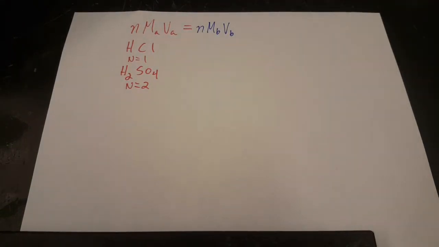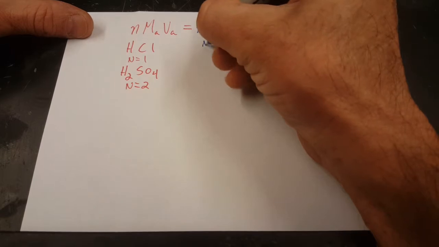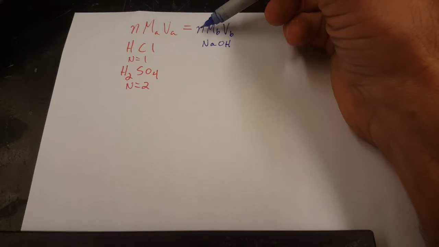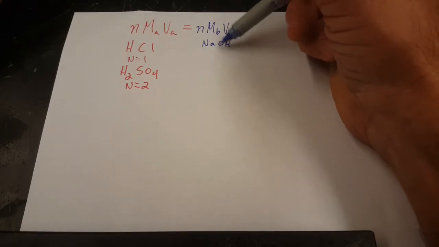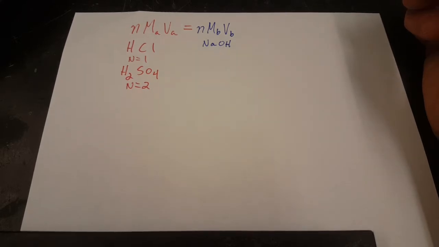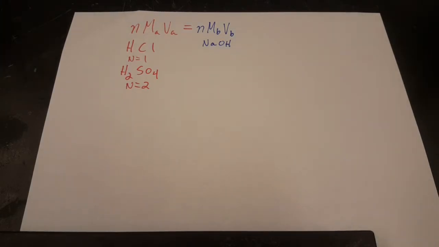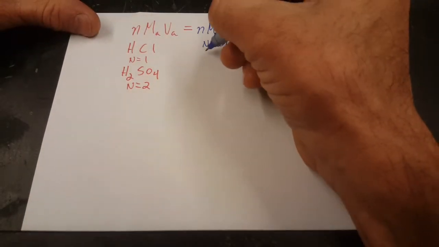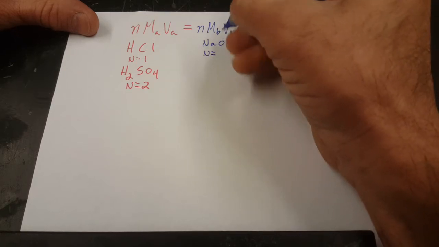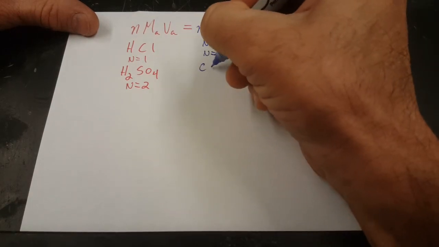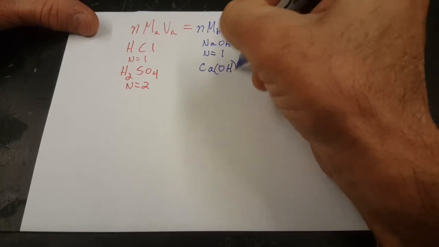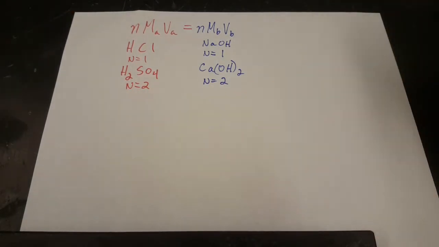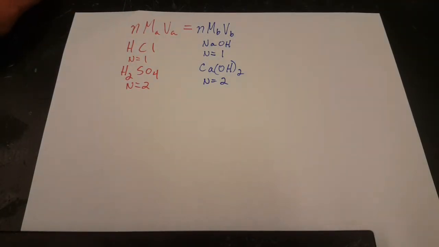The only base that we're using in the lab today is sodium hydroxide. The N for bases is equal to the number of hydroxides that the base has. Like calcium hydroxide, the N would be 2 because calcium hydroxide has 2 hydroxides. All right, this formula is going to be key to your success today. Let me show you how to do the titration.